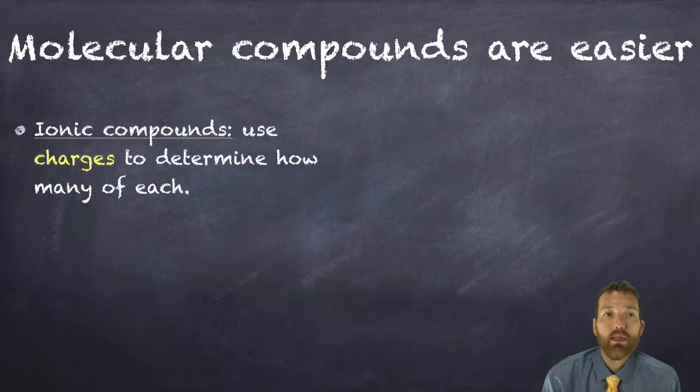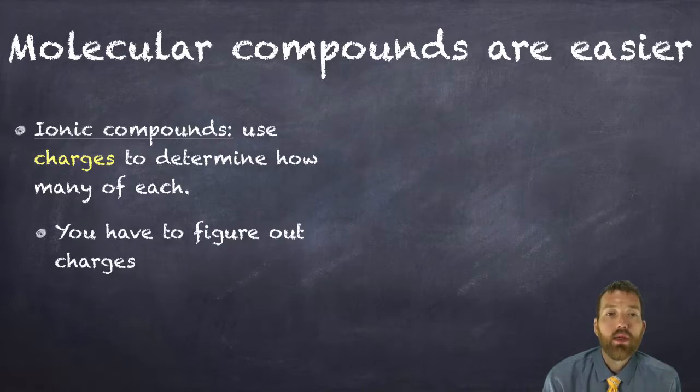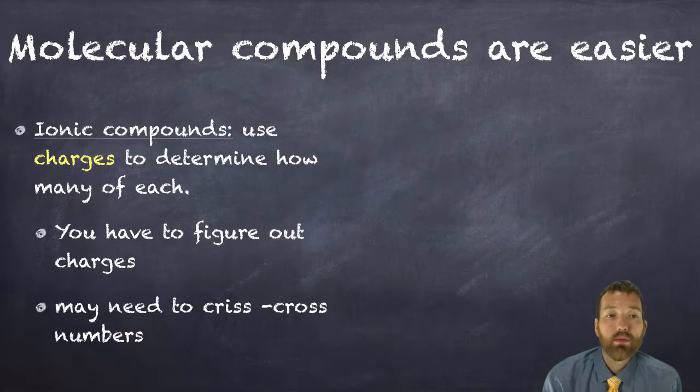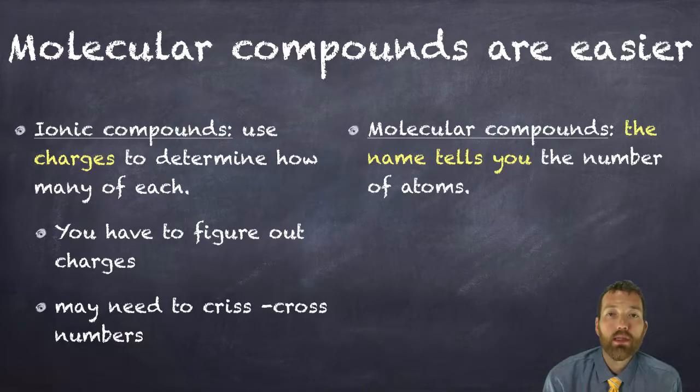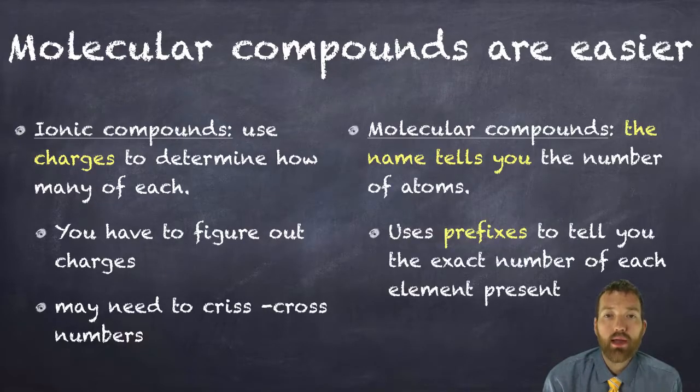Molecular compounds are actually easier though. Remember, in an ionic compound, we had to use charges to determine how many of each. You need to know how to figure out the number of the charge. You also may need to crisscross numbers, and you could mess up there as well. Molecular compounds, I think, are actually a little easier. The name tells you the number of atoms. We use prefixes to tell you the exact number of each element that's present.